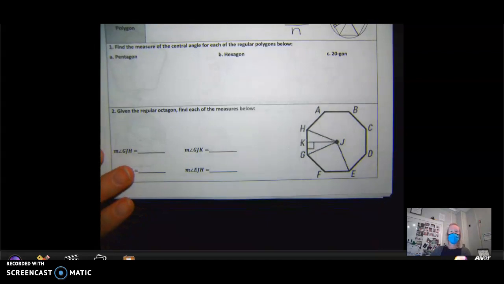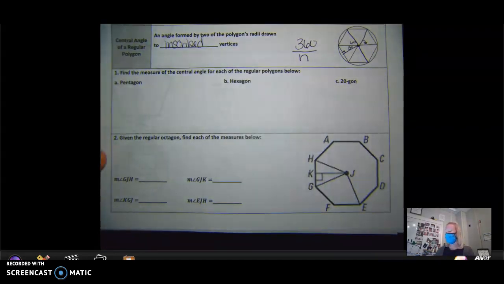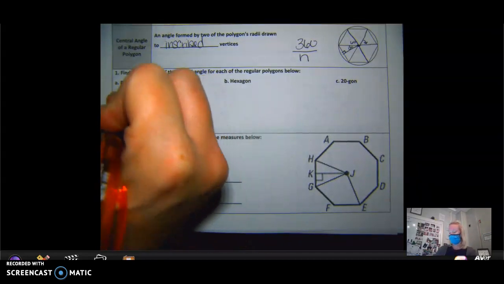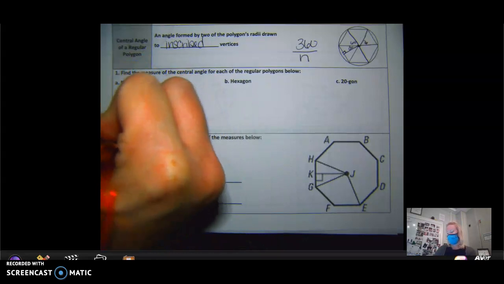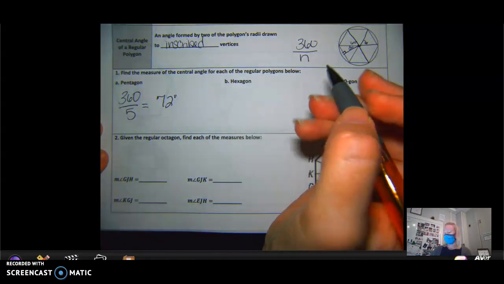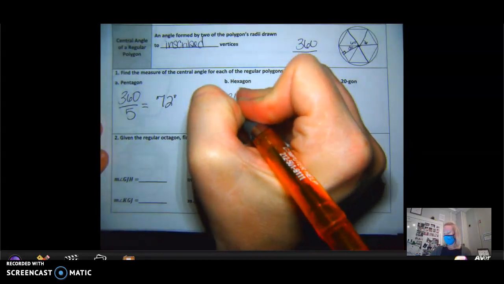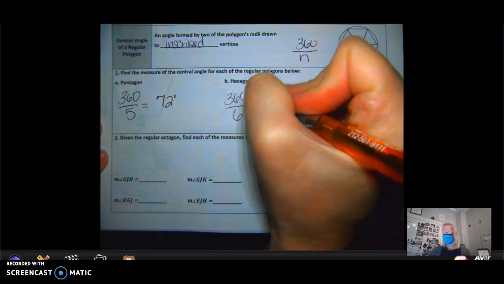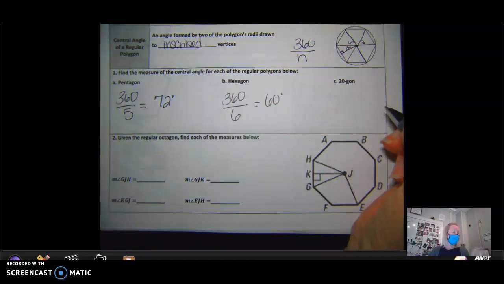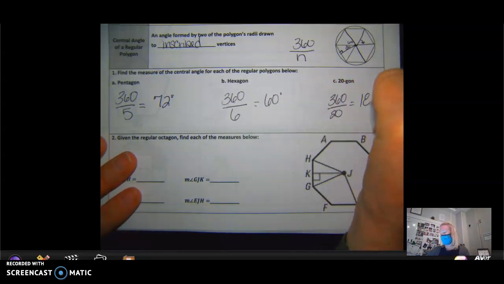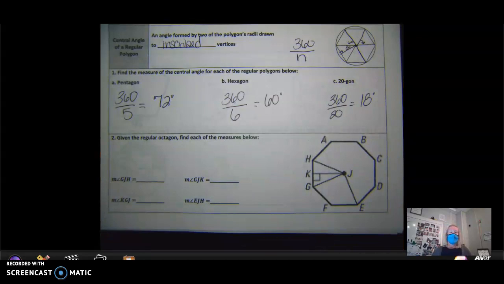Name the measure of the central angle for each of the regular polygons below. So a pentagon has how many sides? 5. So how do I do this guy? And what'd you get? Okay. Someone knew, how many sides does a hexagon have? So 360 divided by 6, which gives me how many degrees? Okay. A 20-gon has how many sides? 20. So I do 360 divided by 20, which equals what? Good. 18 degrees.